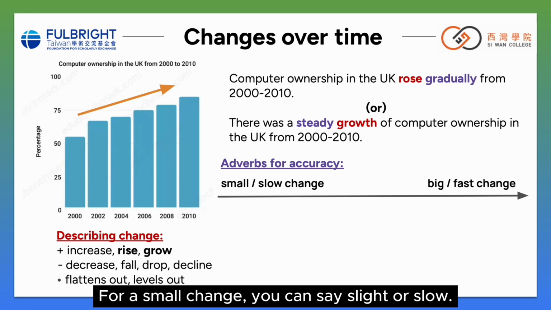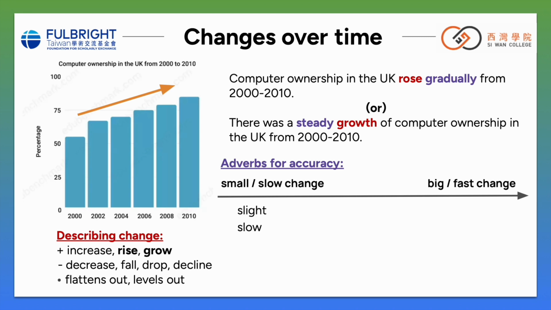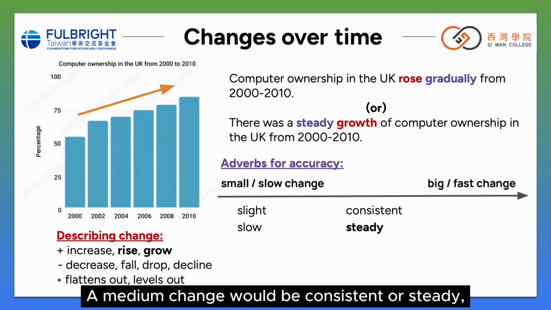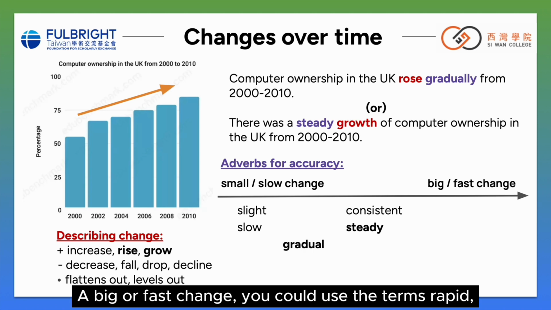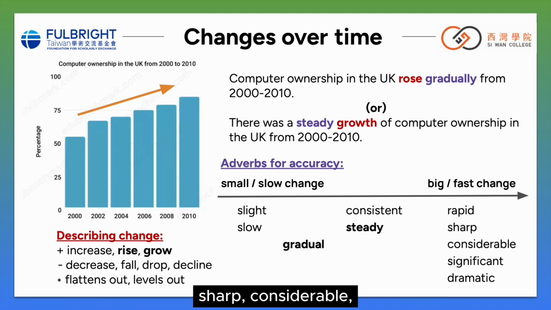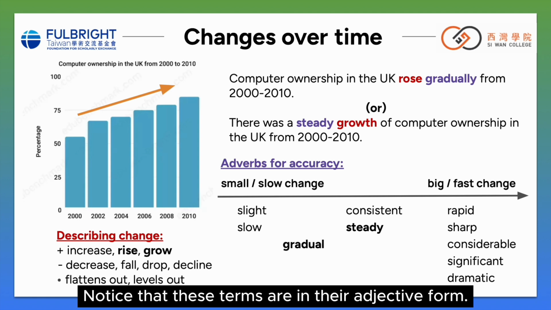For a small change, you can say slight or slow. A medium change would be consistent or steady. And gradual is kind of in between these two. For a big or fast change, you could use the terms rapid, sharp, considerable, significant, or dramatic. Notice that these terms are in their adjective form.